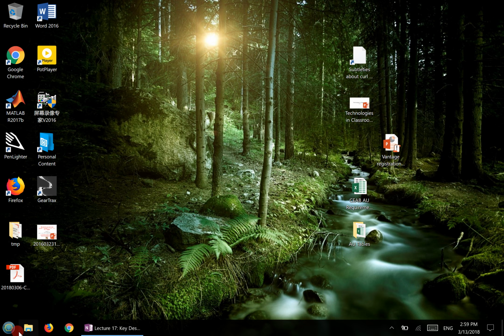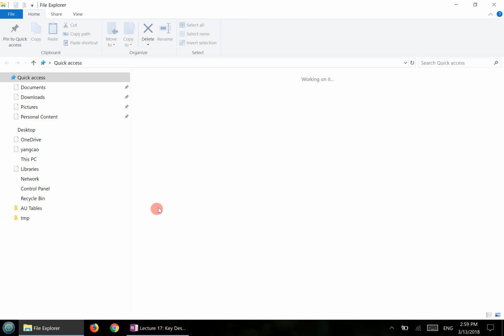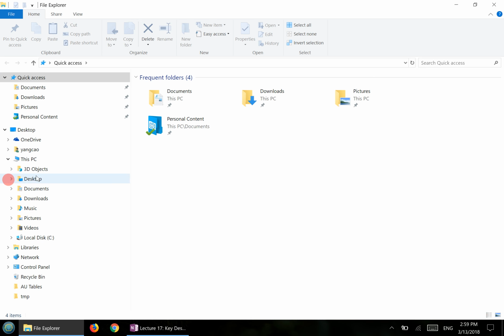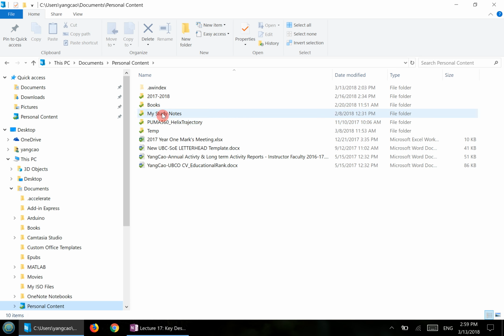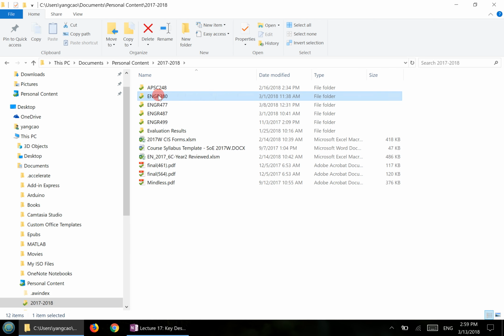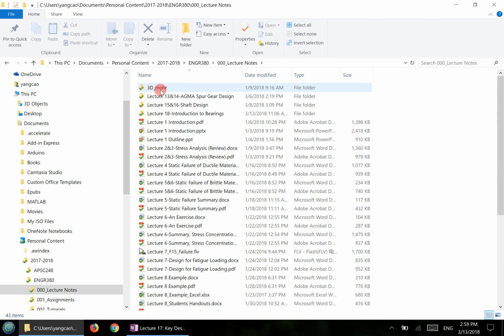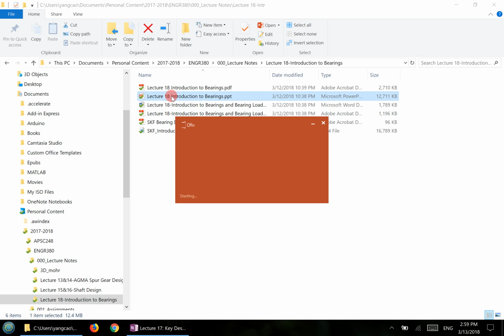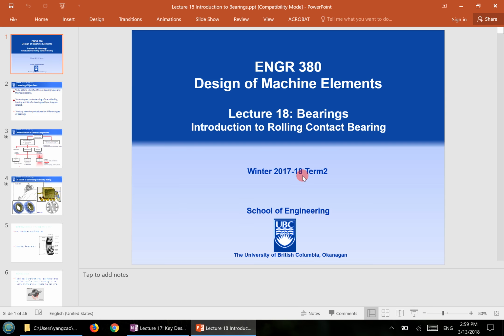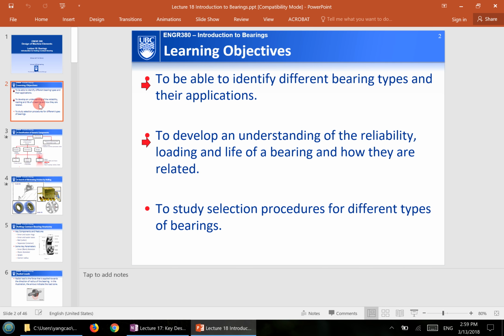Still have a little bit of time here, so I wanted to start the bearing part. Actually, we still need to cover the bearing. So let's start the bearing by looking at some PowerPoint, the introduction to bearings. Okay, so we need to select bearings, but let me give you a very brief introduction.